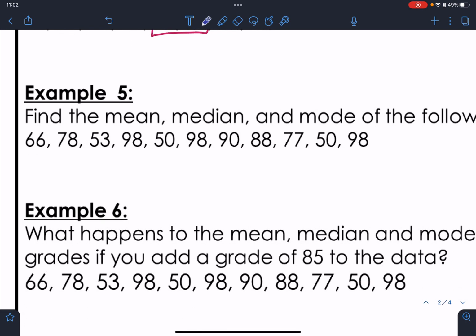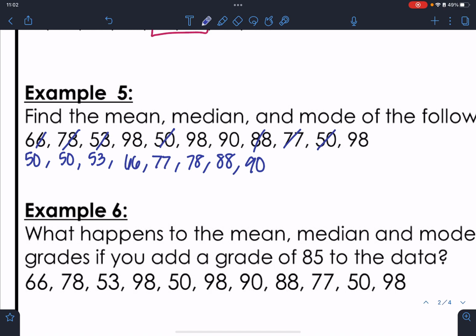Okay, so let's go ahead and put my numbers for example 5 in order from least to greatest, because we know we're going to need to do that for the median anyways. So let's start there. So we have 50 and another 50, 53, 66, 77, 78, 88, 90, 98, 98, and another 98. So putting them in order also helps you identify the mode right away.